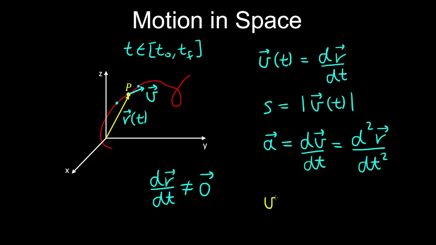And we can also express the velocity vector as the speed multiplied by the direction vector, given by v over its magnitude. So we have speed by a unit direction vector, being the direction that the particle is traveling at time t.